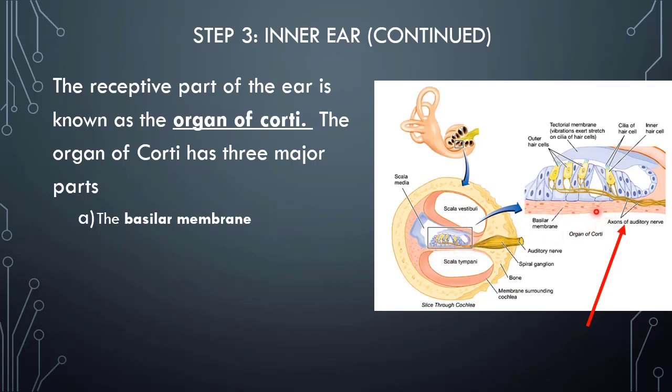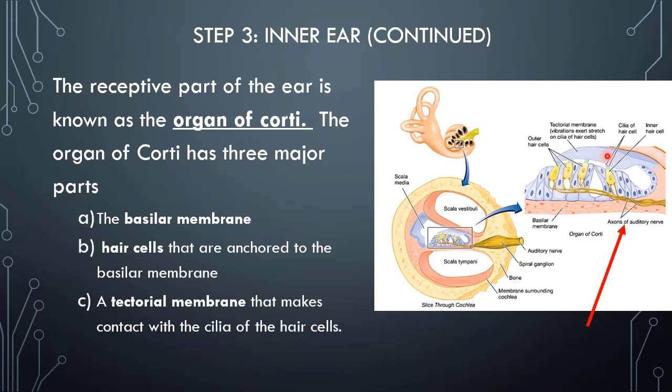So the bottom part here is called the basilar membrane. We have hair cells in the middle that are anchored into this basilar membrane. And then at the top here, we have a tectorial membrane. Okay. So keep in mind this idea of vibration and fluid changes, and then think of all these three pieces.